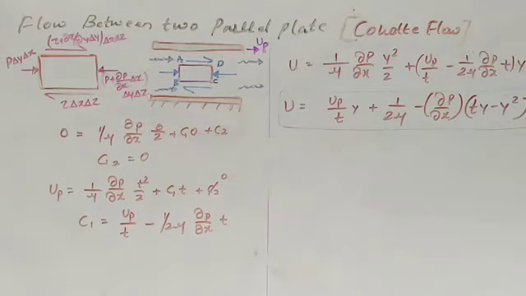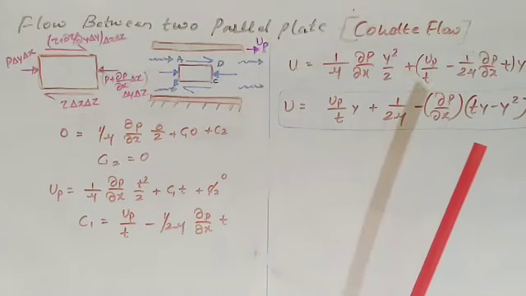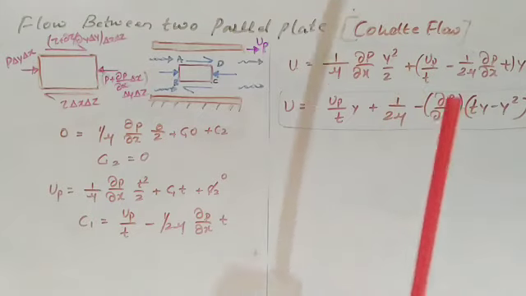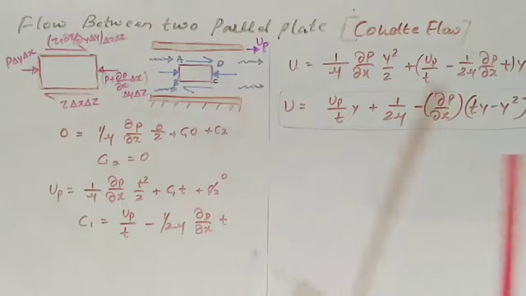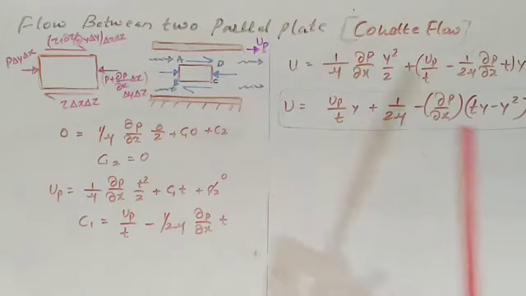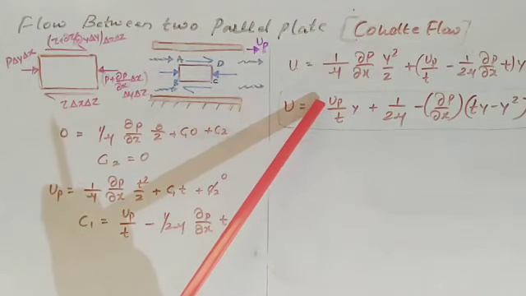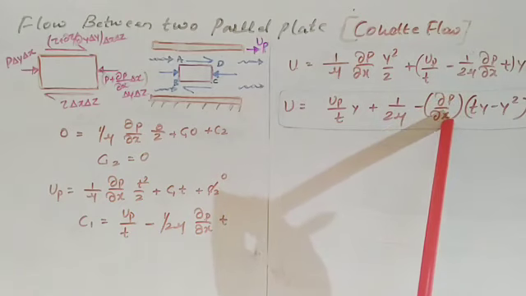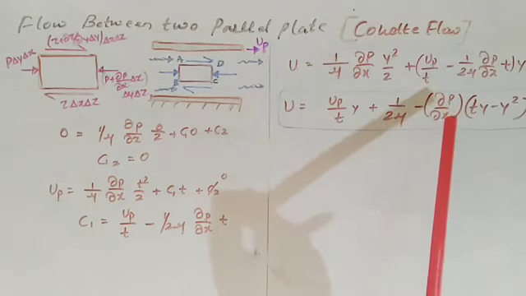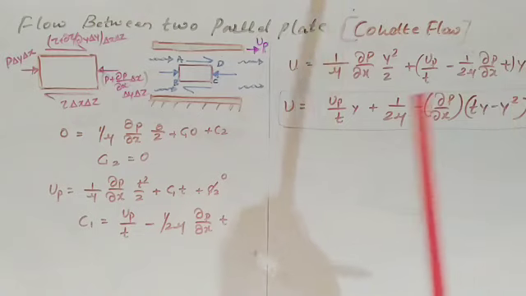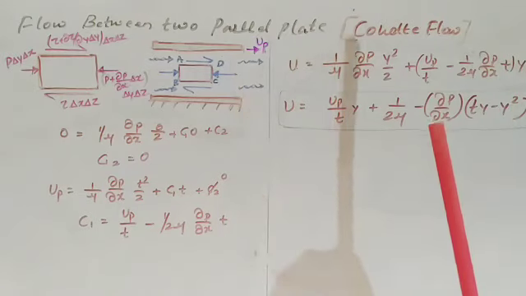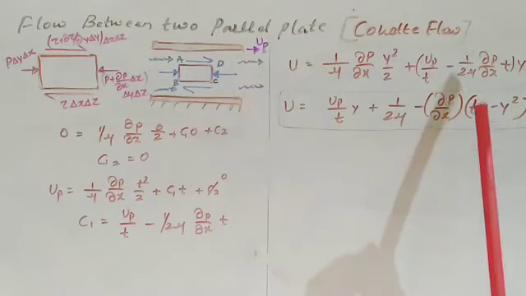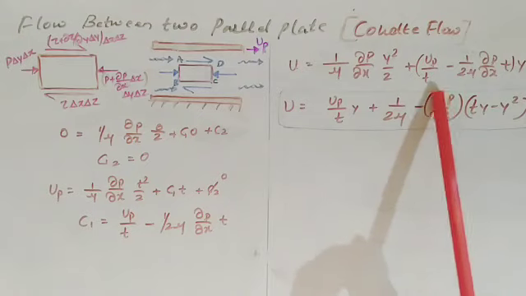From this equation we can say that the velocity distribution in the case of Couette flow mainly depends on the upper plate velocity and the ∂p/∂x. This ∂p/∂x value may be 0, negative or positive based on the condition.